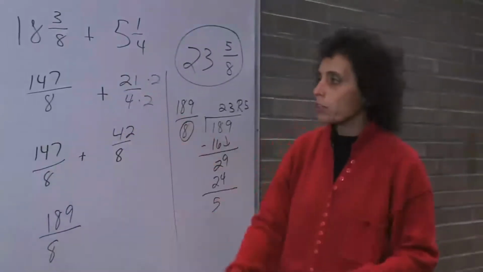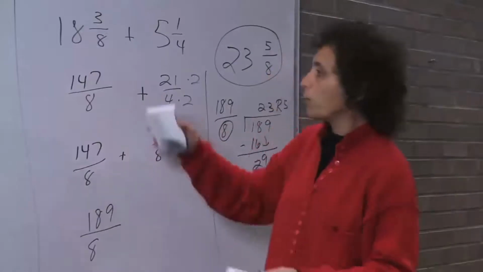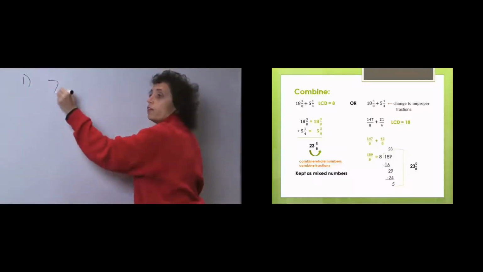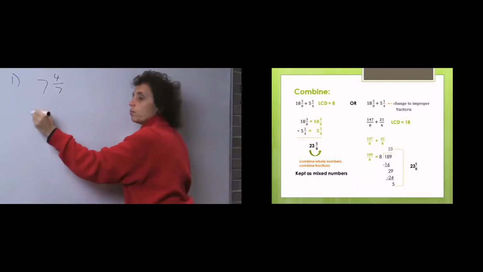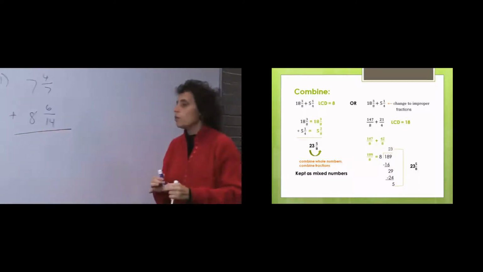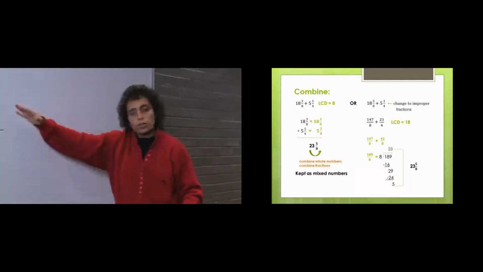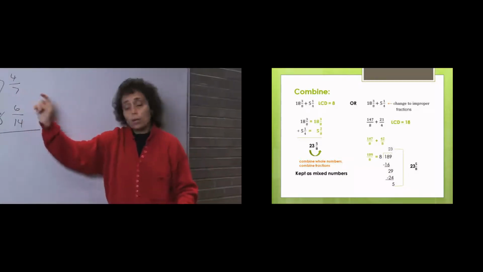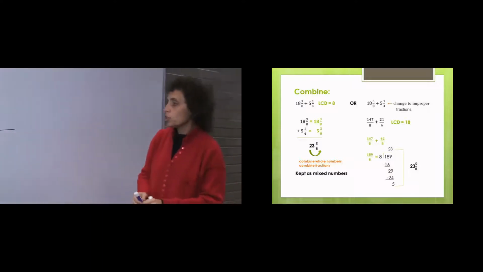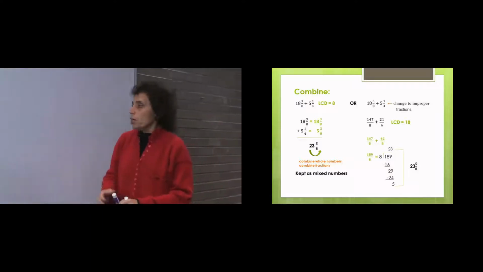So let's take a look at some other problems and see what could happen when you do mixed numbers and fractions. Okay, whether you're doing this way or this way. 7 4/7 plus 8 6/14. All right, here's what I'm going to do. I'm going to do them all like this, vertically, as mixed numbers, because I think you know enough about fractions. So I'm going to just do it as mixed numbers so you can see all the different possibilities. Okay, so here we go.